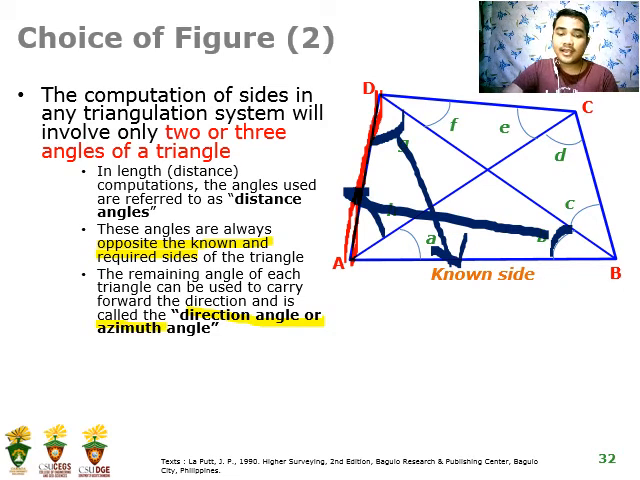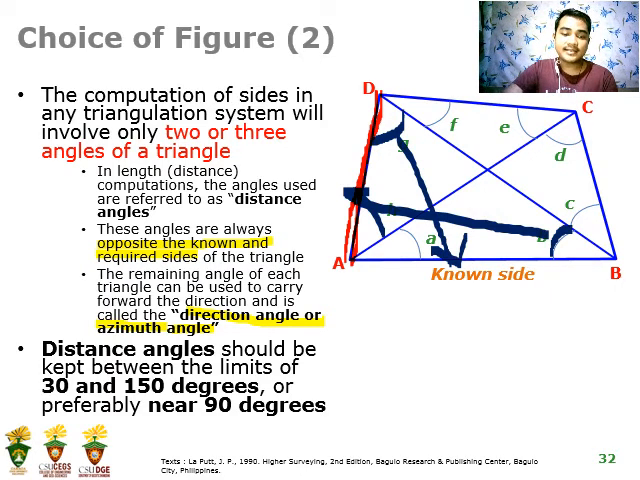So if AD is what we want to compute, and our distance angles are angle G and angle B, then angles A, C, D, E, F are what we call direction angles or azimuth angles. And the distance angles should be kept between the limits of 30 to 150 degrees, preferably near 90 degrees. So when you solve for the strongest route to get the required side in a chain of quadrilaterals, there are possible routes to compute the required side.